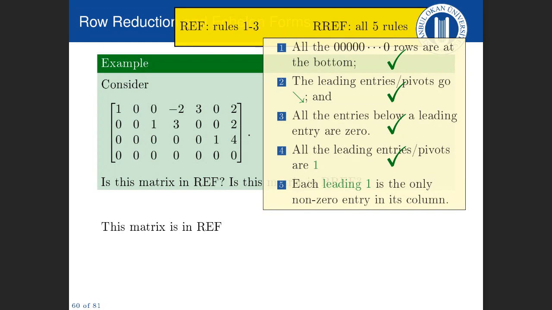Each leading 1 is the only non-zero entry in its column. Let's have a look. First column, 1 and then 3 zeros. Third column, we have our 1 and we also have 3 zeros. And sixth column, we have our leading 1 and we have 3 zeros. So yes, rule number 5 is satisfied. This matrix is in REF and in RREF.